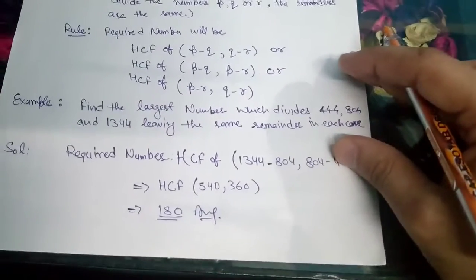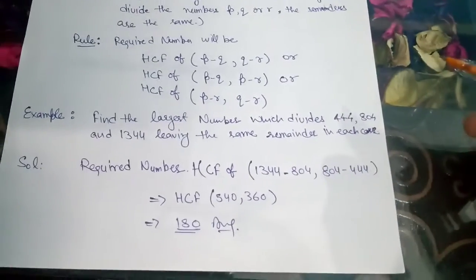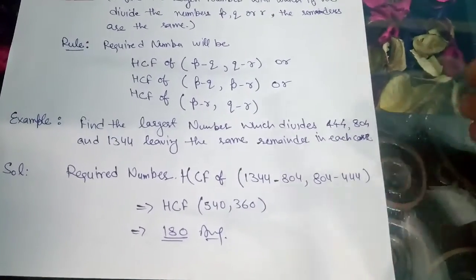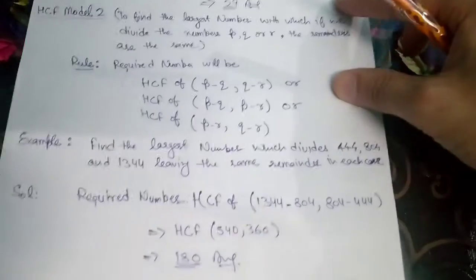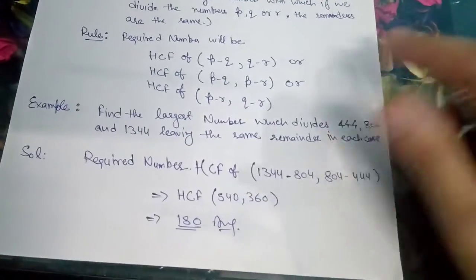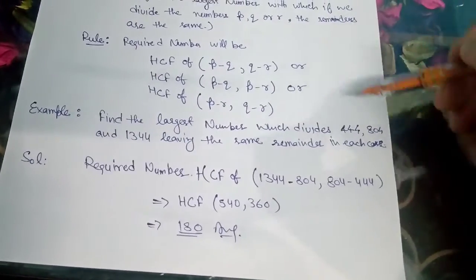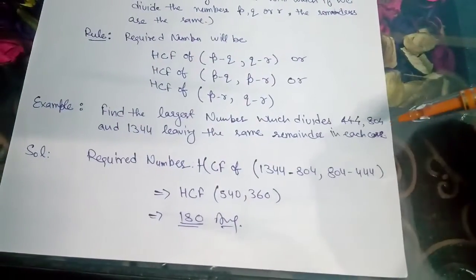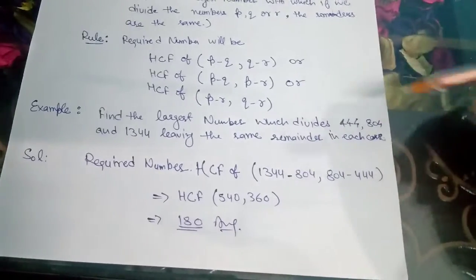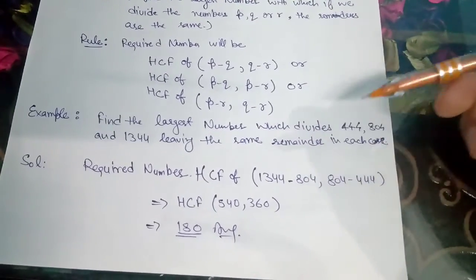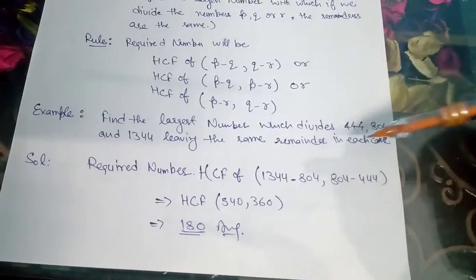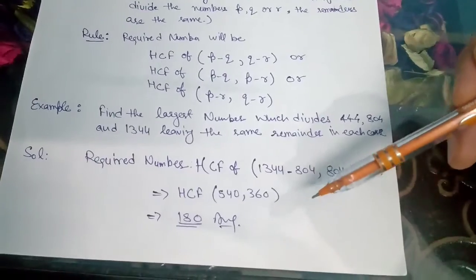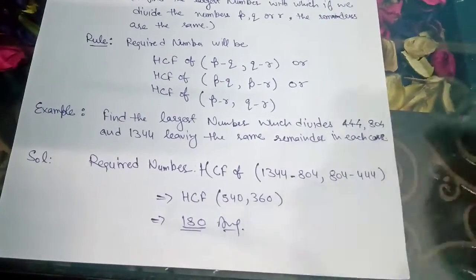So the HCF of these numbers will give me the largest number. Let's quickly see the example. Find the largest number which divides 444, 804 and 1344, leaving the same remainder in each case. Now the remainder in each case is the same, so we have to apply this particular rule. So HCF of any two differences: you can take 804 minus 444, and you can take 1344 minus 804 or 1344 minus 444. Both will give the same answer. Here I have taken the difference of 1344 and 804 and the difference of 804 and 444. So the HCF of these will give me the answer, which is equal to 180.